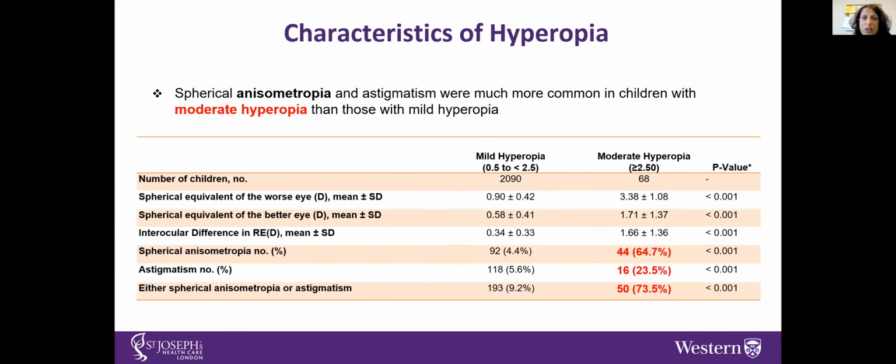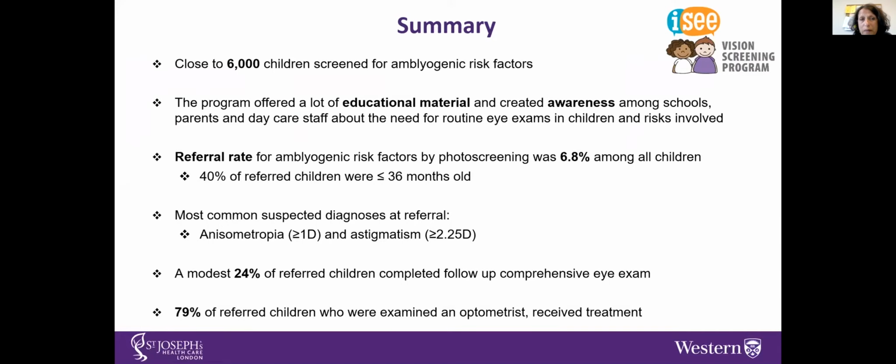We specifically looked at the hyperopic children and compared the moderate hyperopes with the mild hyperopes, and the moderate hyperopic children had a much higher percentage of spherical anisometropia and astigmatism, and this has been published in other similar literature. So really, in summary, we screened close to 6,000 children. The program did offer a lot of educational material and created awareness among daycares, parents, or even school. The referral rate was fairly comparable with other studies, 6.8%.